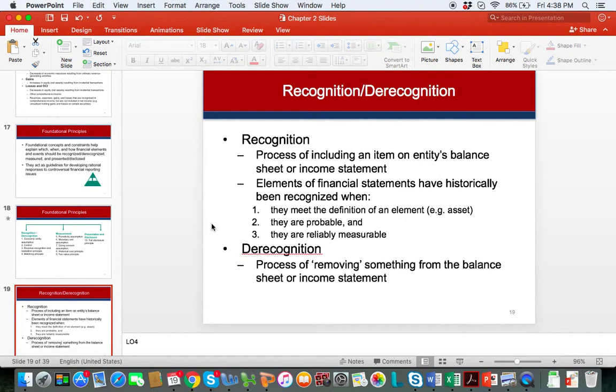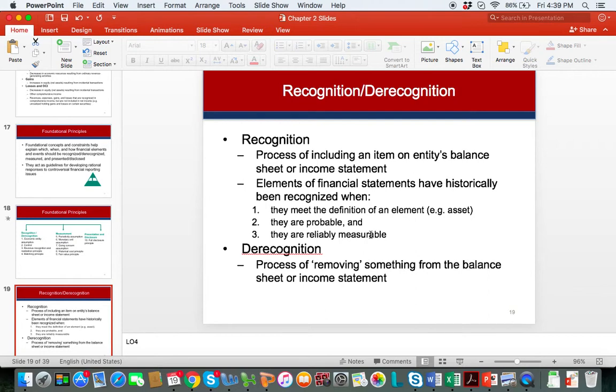Recognition is the process of including an item on an entity's balance sheet or income statement. The elements of the financial statements have historically been recognised when they meet the definition of an element, so that it's an asset, they are probable and they are reliably measurable. A simple example that will cover all this is accounts receivable. Accounts receivable would be product that you have sold on credit. So it's credit sales, you didn't get cash up front.